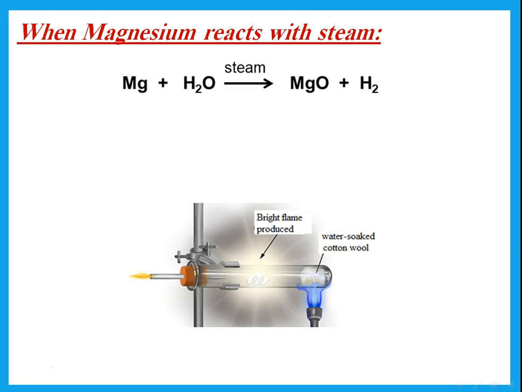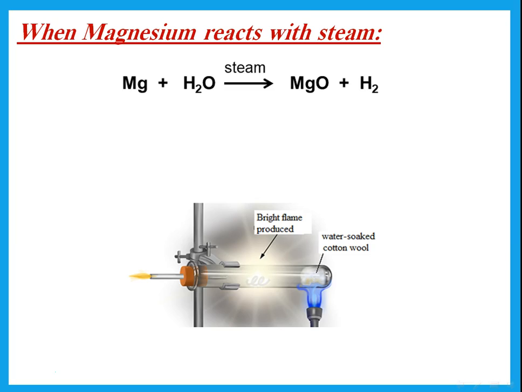Now, if I want the reaction to be quick, I have to heat it. That means the water has to be in the form of steam. So I heat the water-soaked cotton wool. The water vapor, or the steam, passes over the magnesium ribbon that has been heated. Again, remember that the magnesium, when it is heated, burns with a bright flame.